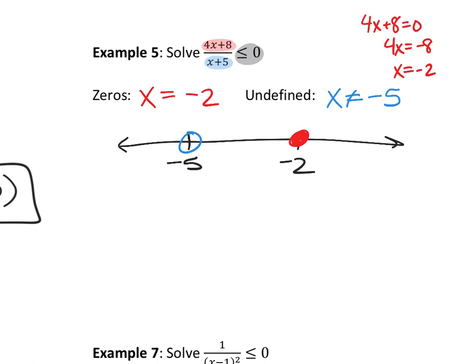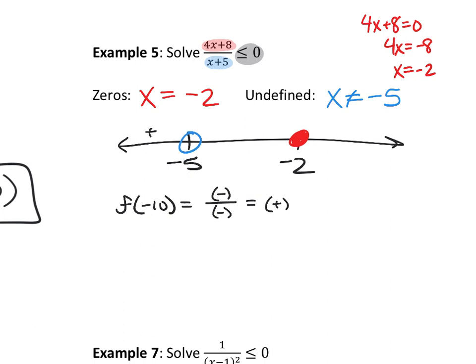Then we just test some values in those different intervals to see what's happening in the graph. So I'm going to, again, check -10. Just aggressively negative, so we like to use it. This would be 4 times negative 10 plus 8. Negative 40 plus 8 is negative 32. I don't care about the number, I care about the sign. Negative 10 plus 5, also a negative number, which means this section is positive.